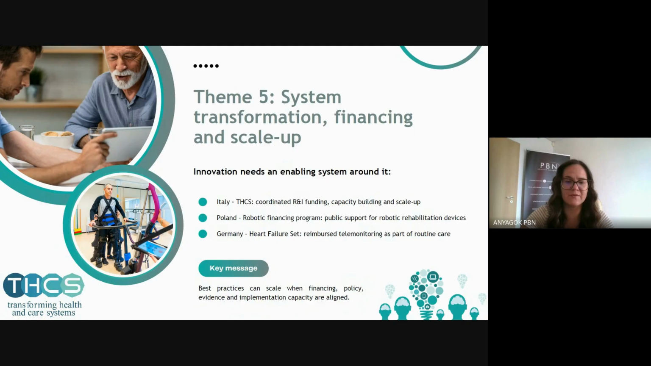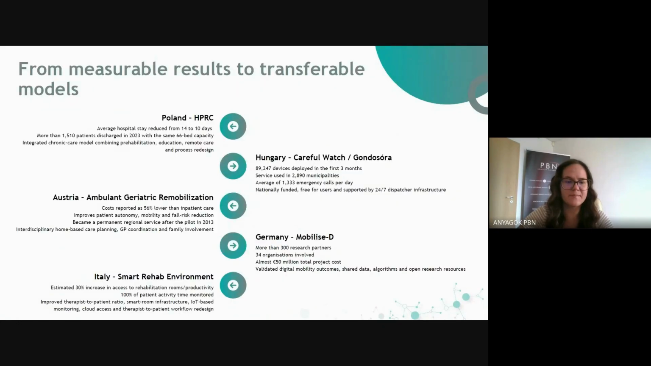After these thematic groups, we can summarize what makes selected best practices measurable, transferable, and sustainable. This slide brings together the key messages of the whole collection. Best practices are not transferable simply because they are innovative. They become transferable when there is evidence, when the implementation model is clear, and when other regions can understand what resources, partnerships, financing, or organizational changes are needed.